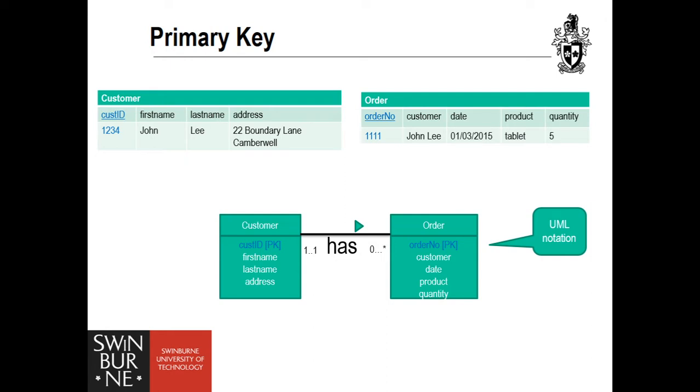Next, what is primary key? Primary key basically is a number. It's like an ID that can be used to identify which data. In this case, for example, we can see the primary key we choose is a customer ID and order number.